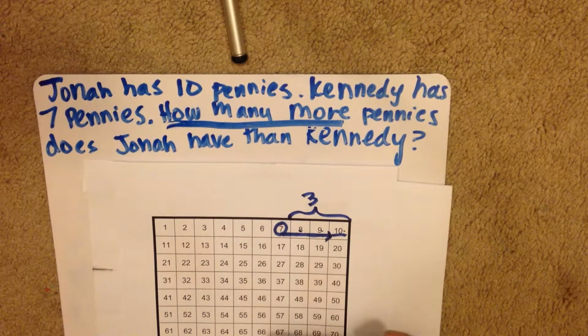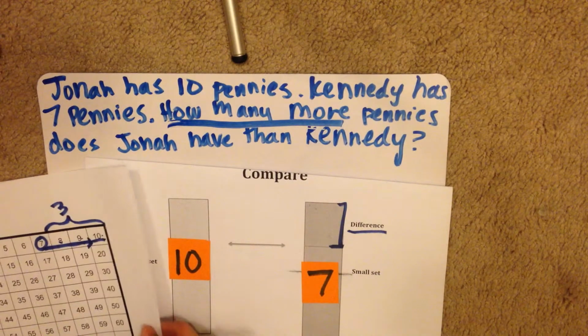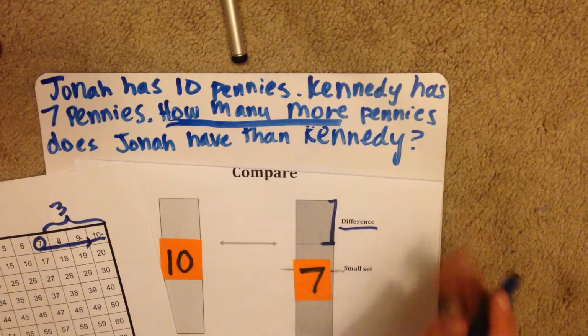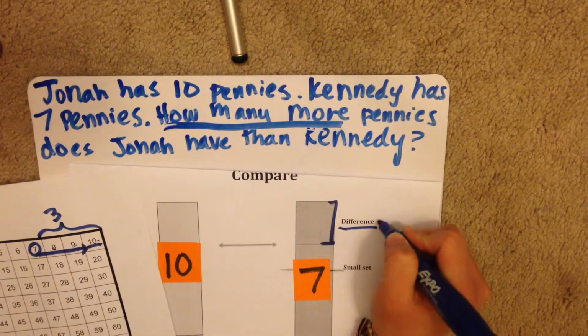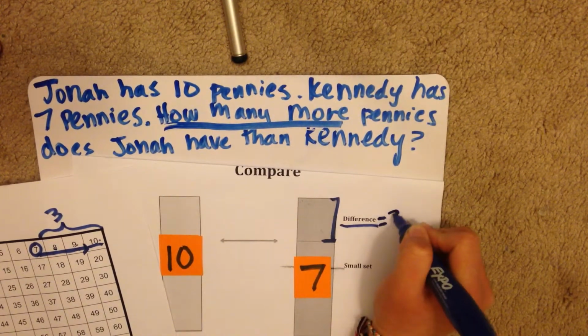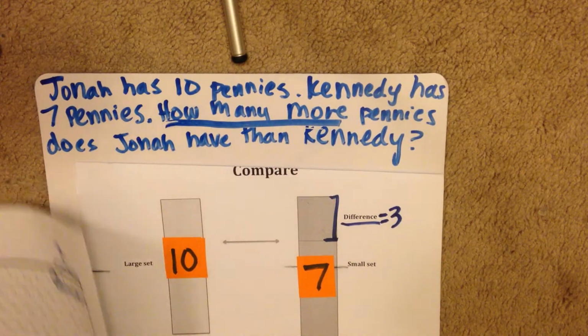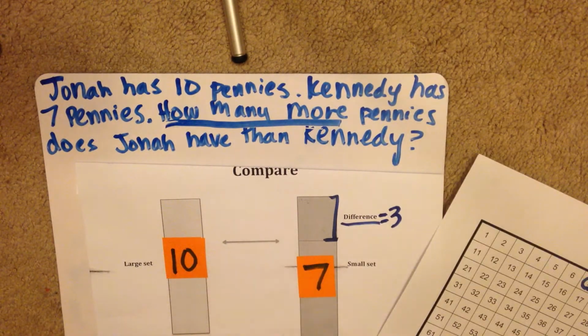So now that we've used this diagram, let's go ahead and label. We found our difference. We know that Noah has 3 more. So there is 3 more pennies that Noah has and Kennedy doesn't. So we found out how many more pennies Noah has compared to Kennedy.